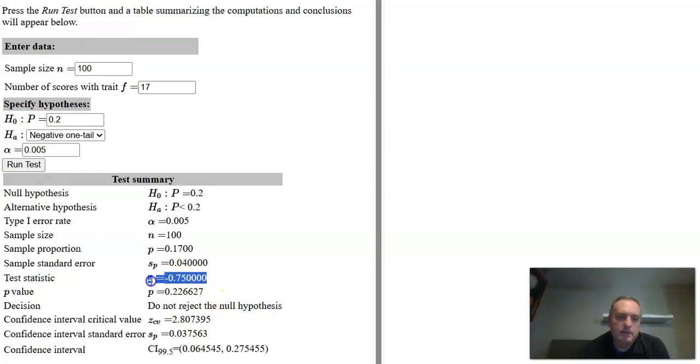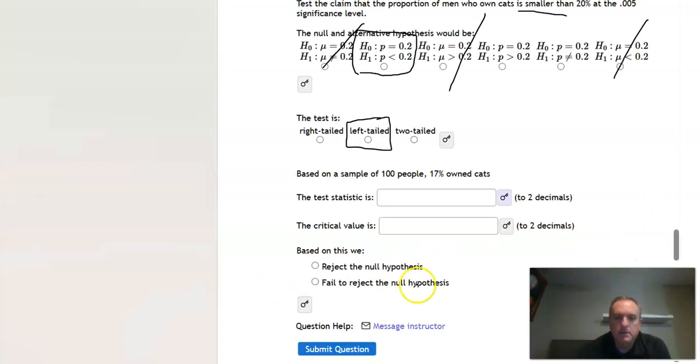It's giving us the test statistic as one of the blanks to fill in. So negative 0.075 would be our test statistic. So let me enter that. Negative 0.075.